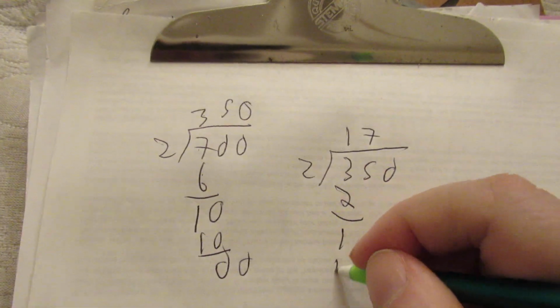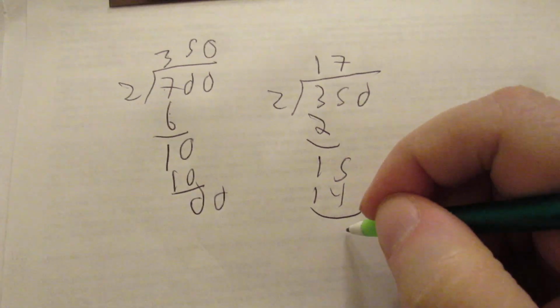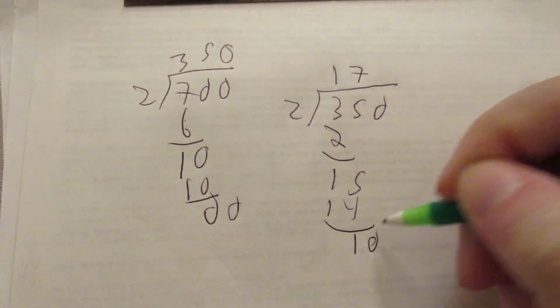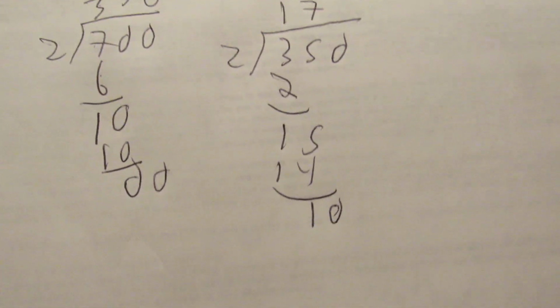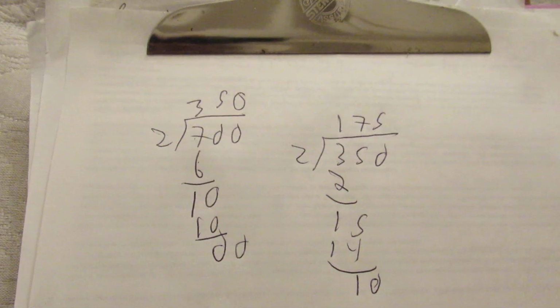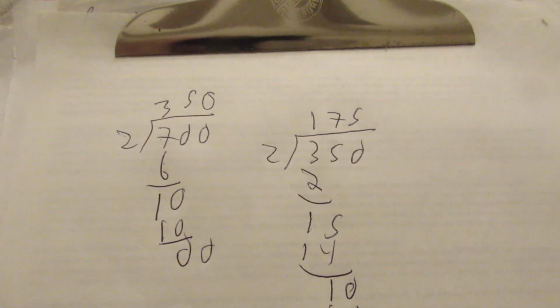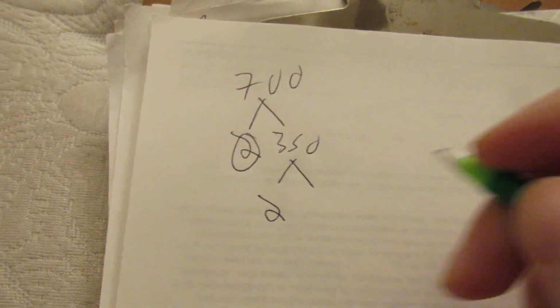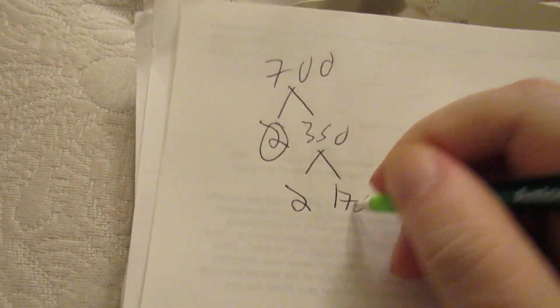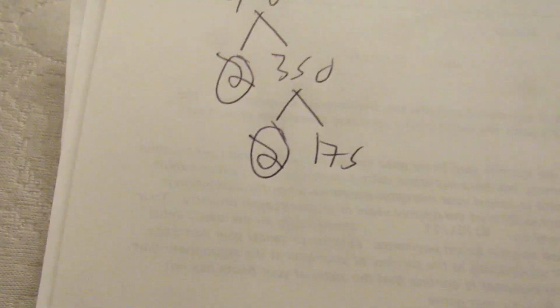7 times 2 is 14. 15 minus 14 is 1. Bring down the 0. 2 goes into 10 5 times. 5 times 2 is 10. So we get 0. So it's going to be 2 times 175. And the 2 is the prime number, so I'm going to go ahead and circle it.